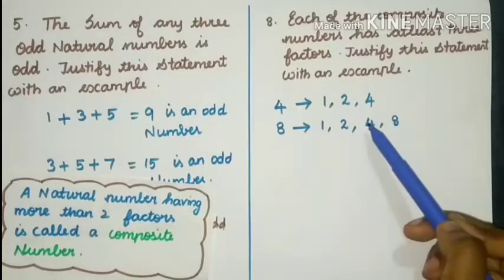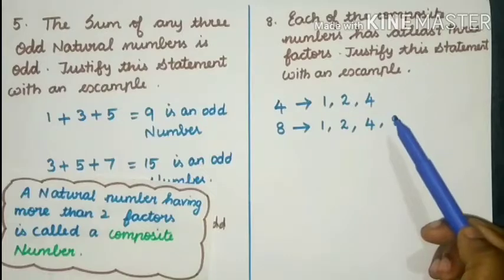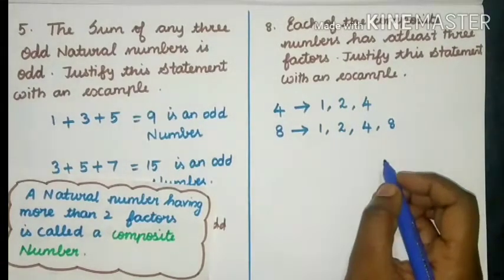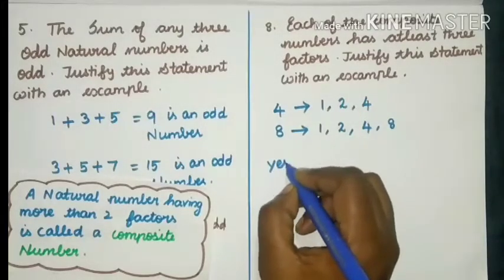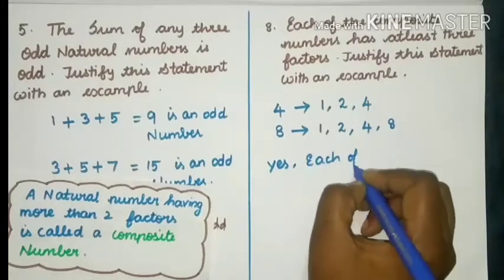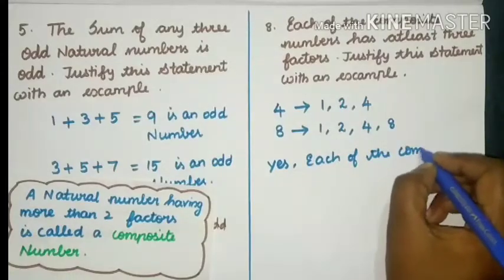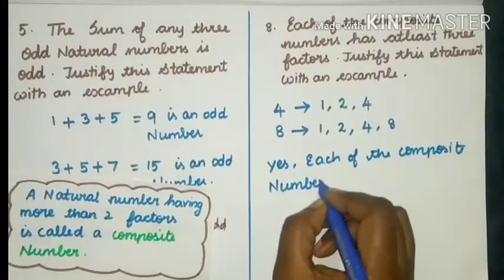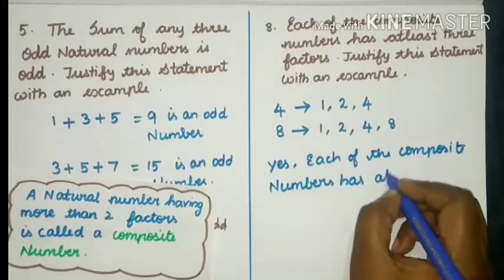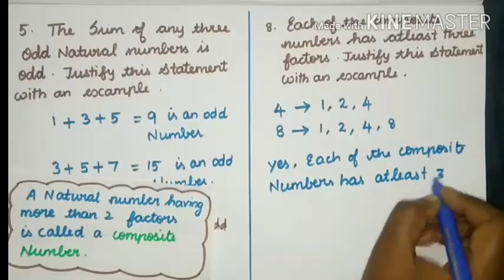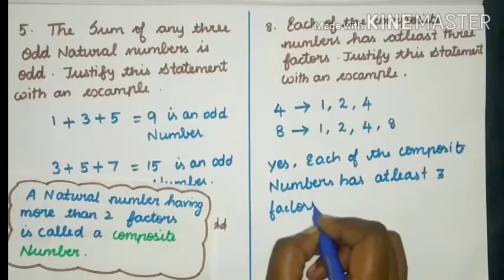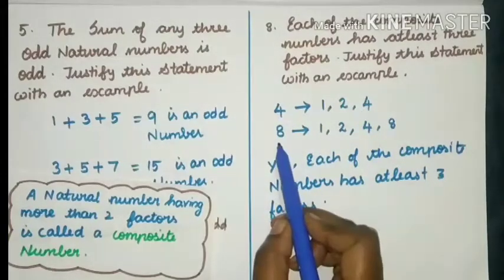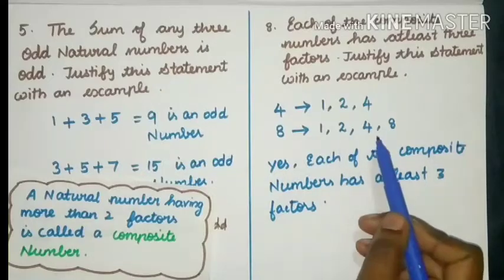If it has fewer than 3 factors, it is called a prime number. 4 and 8 are composite numbers, so we got more than 2 factors. So we justified that yes, each of the composite numbers has at least 3 factors. See, the composite number 4 has 3 factors. The composite number 8 has more than 2 factors.